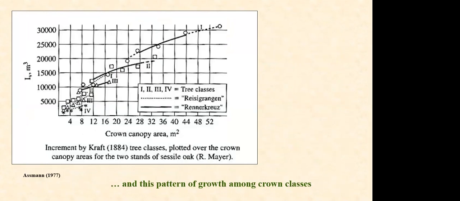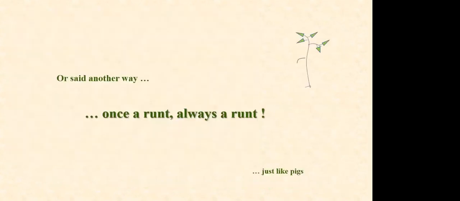What does it show us? It shows us that the dominant trees with the biggest crowns produce the most. And as you go down through the crown classes, you get less and less and less growth and volume production after treatment. Said another way, once a runt, always a runt. Just like pigs, the litter of pigs. You eat the small one for Thanksgiving dinner, and then grow the rest for sale to the market.